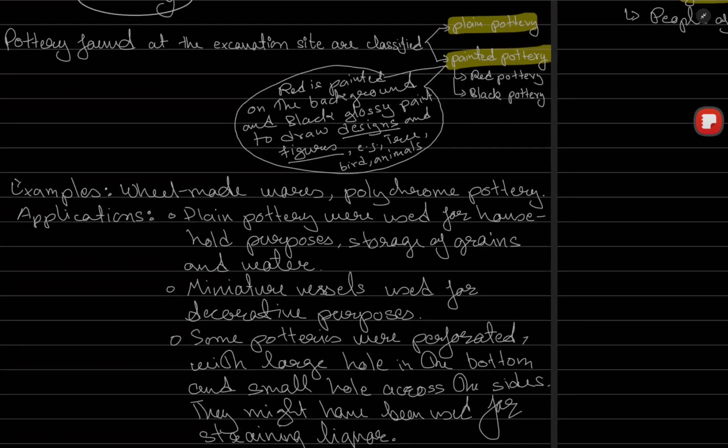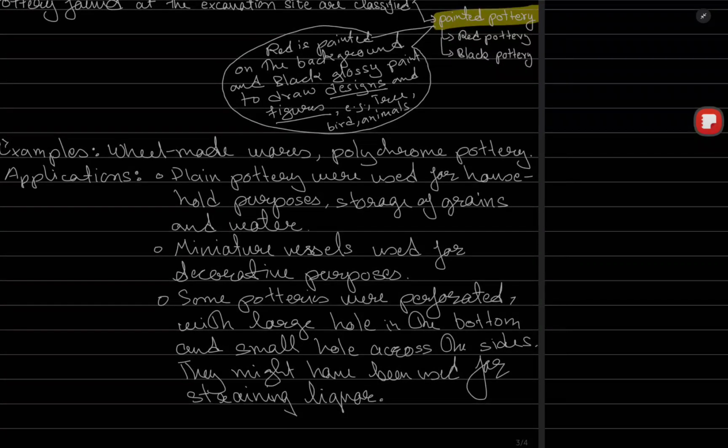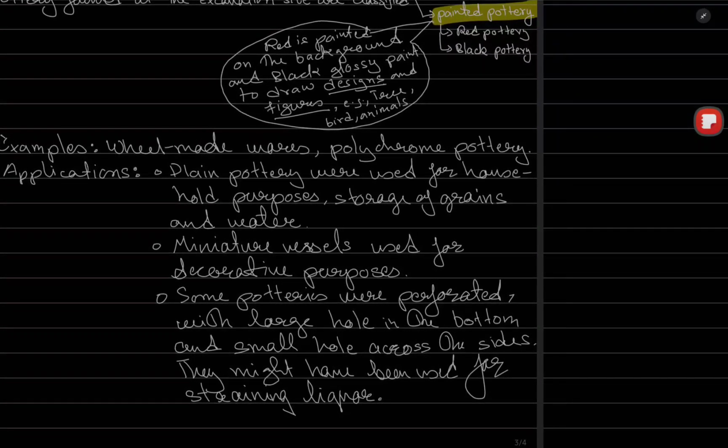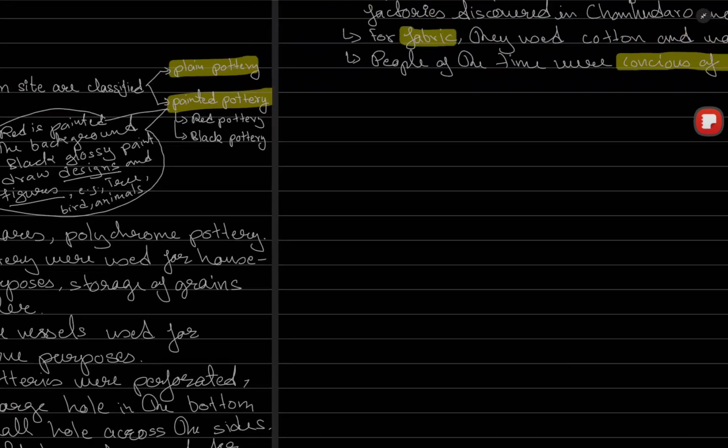Application: plain potteries were used for household purposes like storage of grains and water. Miniature vessels were basically used for decorative purposes. Some potteries were perforated with a large hole in the bottom and small holes across the sides. This might have been used for straining liquor.